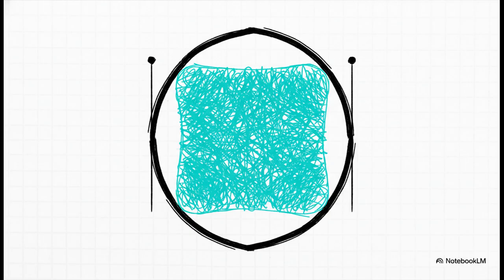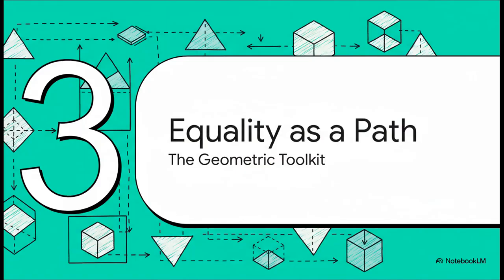We are literally building shapes out of proofs. It's incredible. All right, so we've got this new toolkit: points, lines, surfaces. It's cool, but what can we actually do with it? Let's look at a real example of how this works in practice.